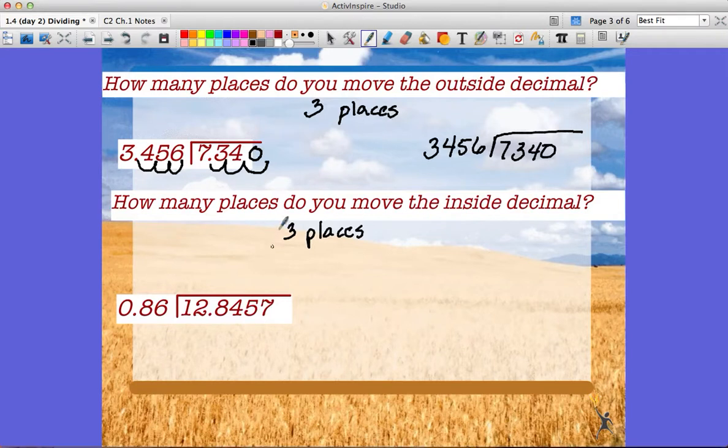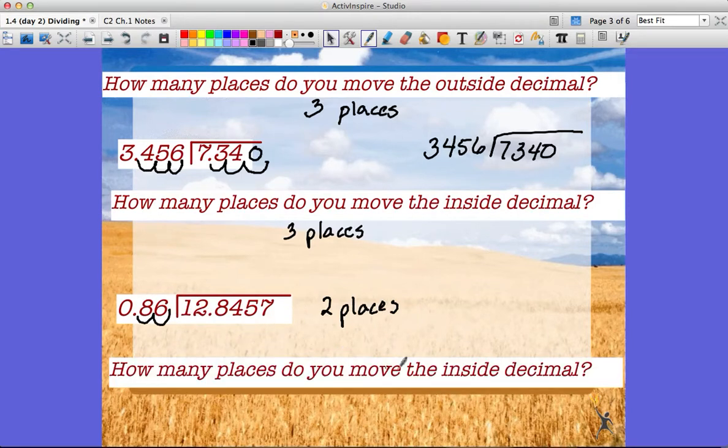How many places do we move the decimal on the outside for this problem? If you said 2 places, you would be correct. 1, 2. So how many places do we move it on the inside? If you said 2 places, you would be correct. So even though there's 2 more places to move, we don't continue to move those 2 places. We only move as many places on the inside as we did on the outside.